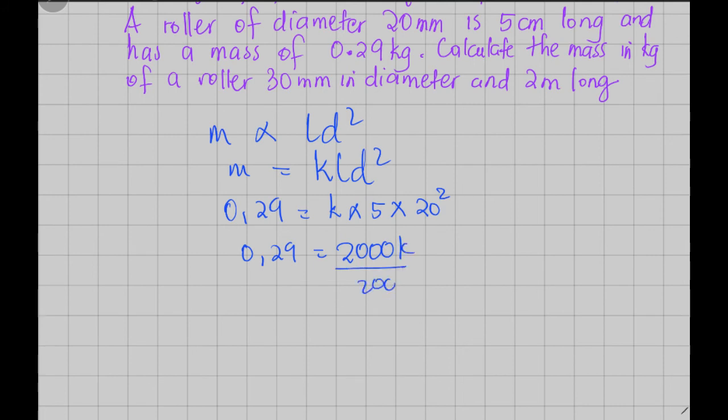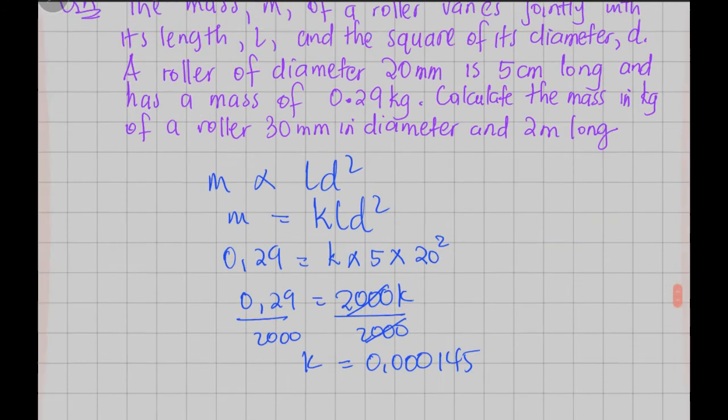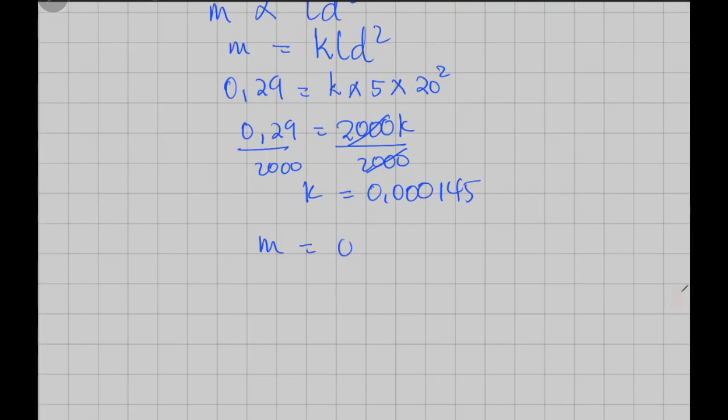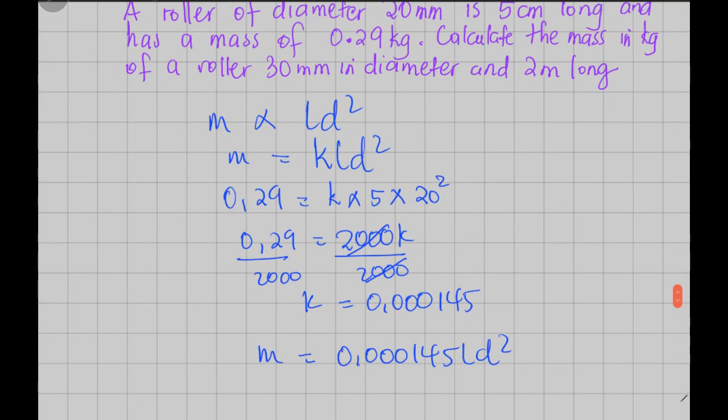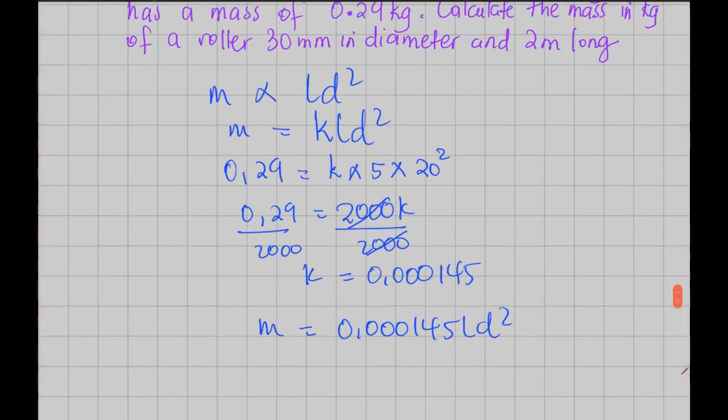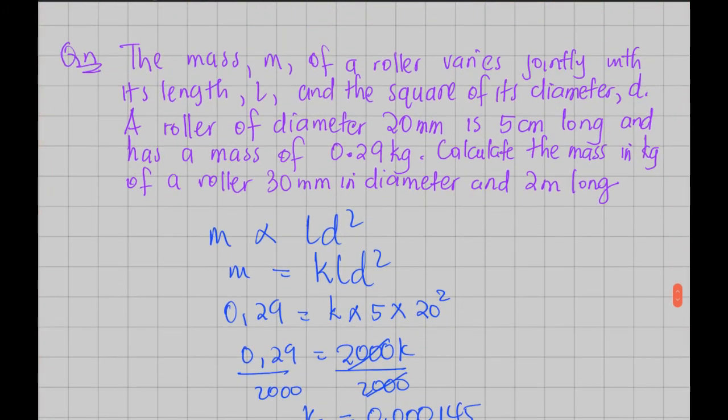Dividing both sides by 2000, our K is equal to 0.29 divided by 2000. Going to your calculator, our K will be equal to 0.000145. So our mass M is equal to 0.000145 LD squared.